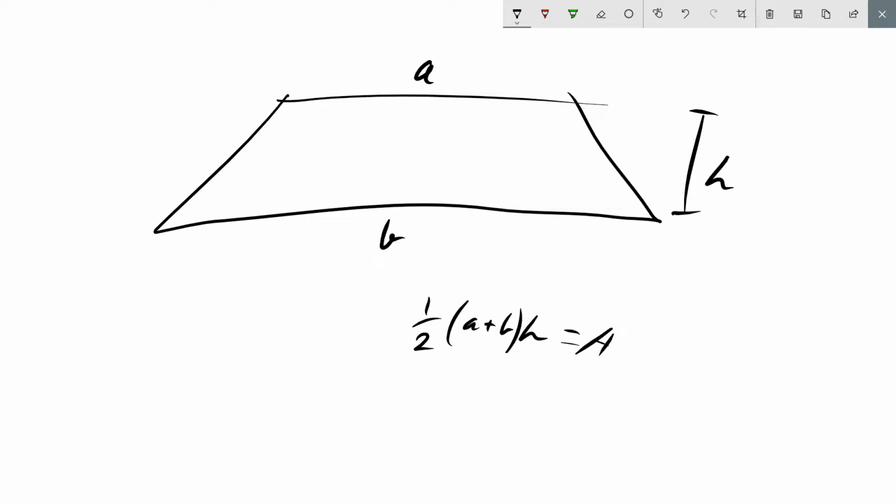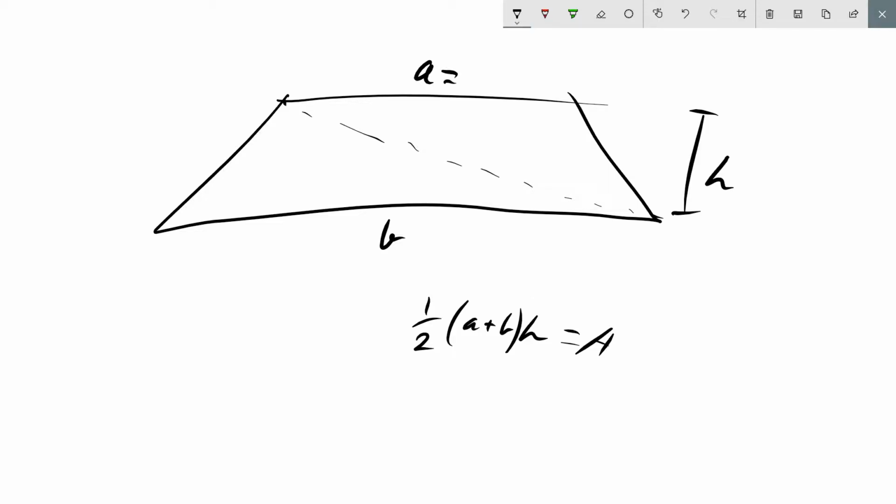Now, you might be thinking, why is that? Well, that's because this is two triangles if you think about it. We have a base, we have a height, and they share the same height, but different bases. And it's just two triangles smacked together. That's how this formula is made.